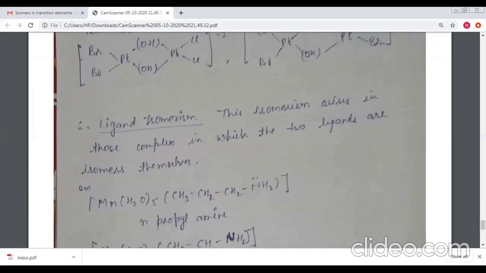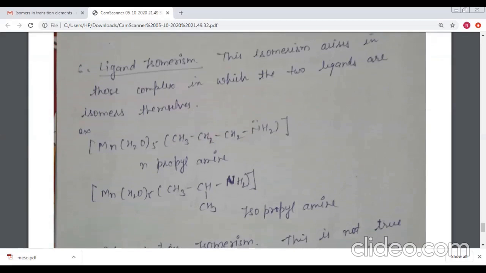Here we can see that in the first case, there is the bromine here, and in the second case, it is replaced by the Cl. So this is a polynuclear complex, and an interchange of ligands between two metal atoms gives rise to another type of isomers, called coordination position isomerism. Now come to the next type of isomers, which is ligand isomerism.